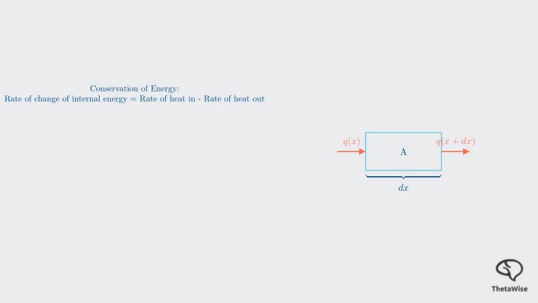Now we're ready to put it all together. Let's consider a small, one-dimensional slice of material, like a thin section of our metal bar. We'll call this slice dx thick. Heat can flow into it from the left side and out of it from the right side. First, let's apply the conservation of energy. The rate of change of internal energy in this slice is equal to the rate of heat flowing in minus the rate of heat flowing out. The rate of heat flow is the heat flux, q, times the cross-sectional area, A. So, the rate of change of energy is A times the heat flux at x minus A times the heat flux at x plus dx.